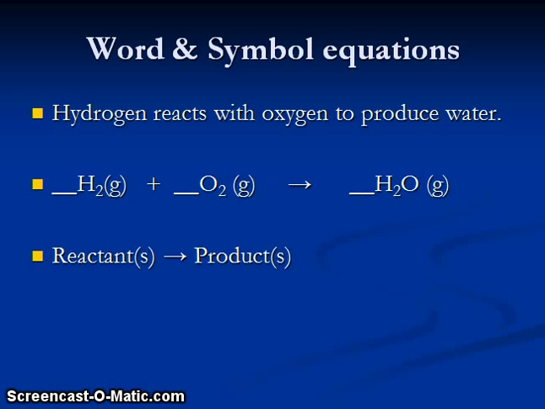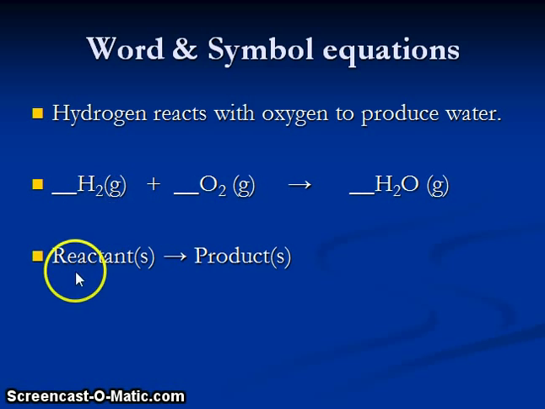All chemistry students should be able to comfortably either describe a chemical reaction process using a word equation, for example, hydrogen reacts with oxygen to produce water, and transfer that then to write a symbol equation, H2 in the gaseous state reacting with oxygen in the gaseous state, O2, to produce H2O, which is water. This would be produced in the gas state as well.